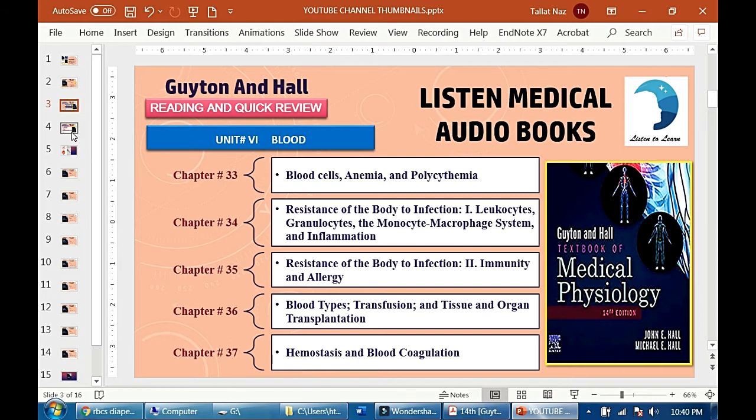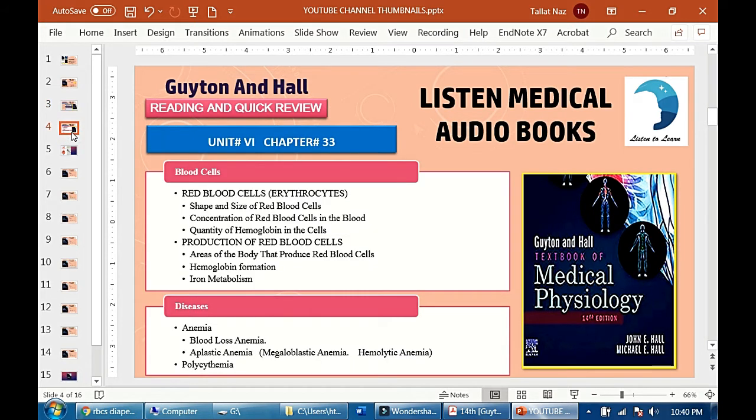Chapter 33 starts with the red blood cells. Red blood cells are also known as erythrocytes. The subheadings under this are shape and size of red blood cells, concentration of red blood cells in the blood, and quantity of hemoglobin in the cells. So this will be part 1 of chapter 33 that we will cover in this video.